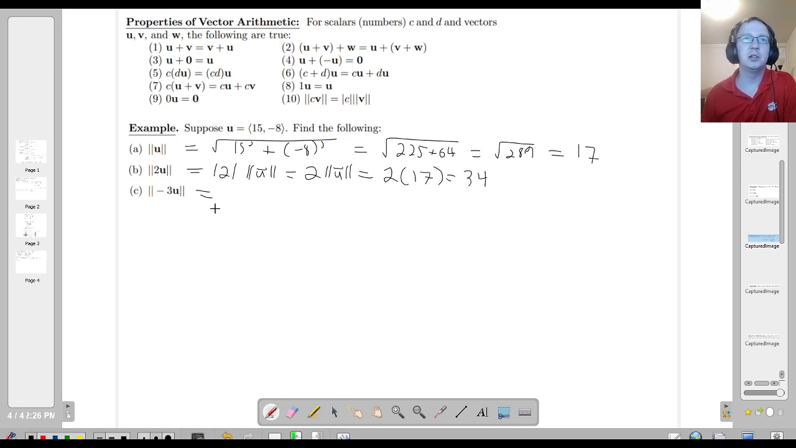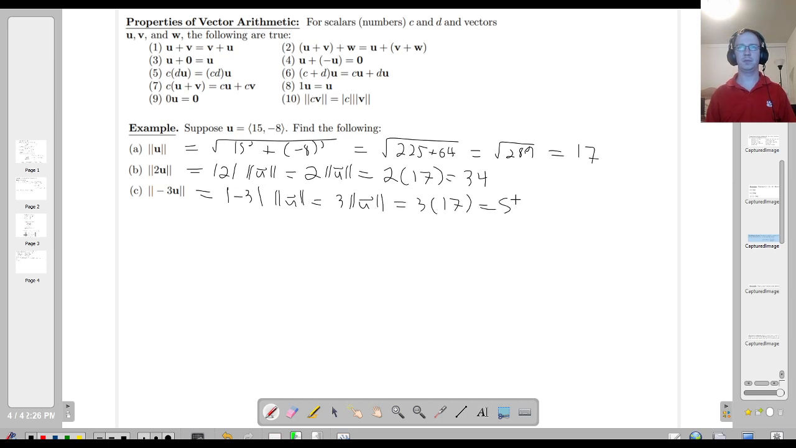I want you to go ahead and pause the video and see if you can figure out what the magnitude of negative 3u would be. Then unpause and see if we got the same result. Okay, so it should be the absolute value of negative 3 times the magnitude of u, which is 3 times the magnitude of u, or in other words, 3 times 17, which gives me 51.